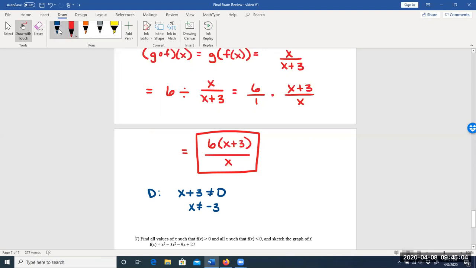Now we also have to find the domain of the newly created composite. Here is the newly created composite, and I do not want x to be 0 because, as you can see, our denominator is x. So that is our domain. In WebAssign, you're going to see all real numbers. So the set of all real numbers, but we want to remove -3 and 0 from that set.